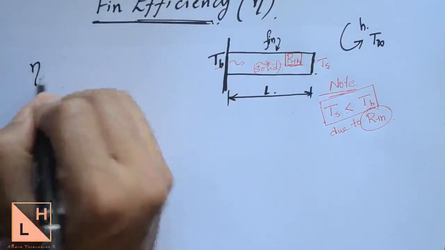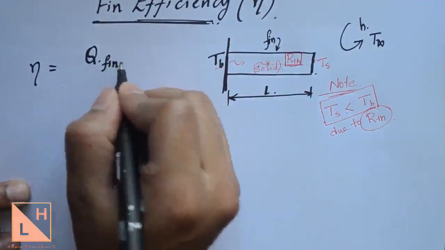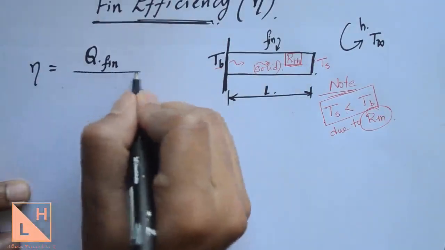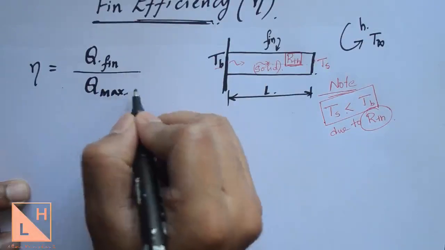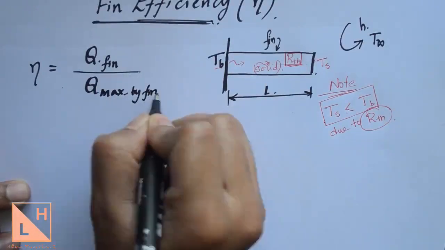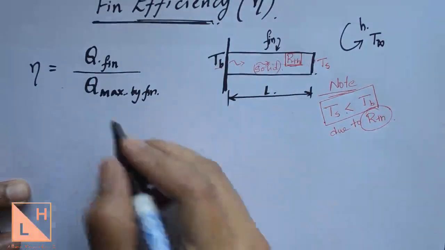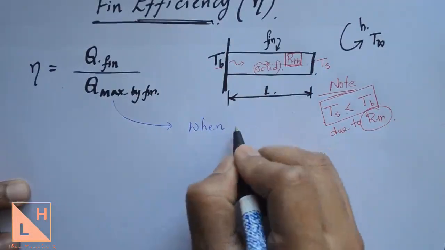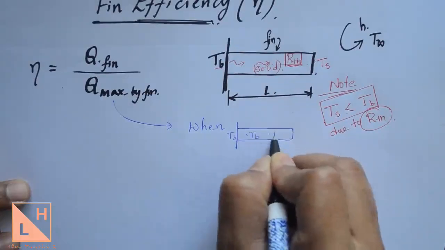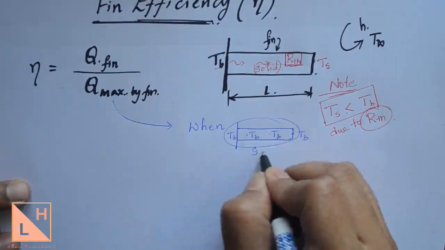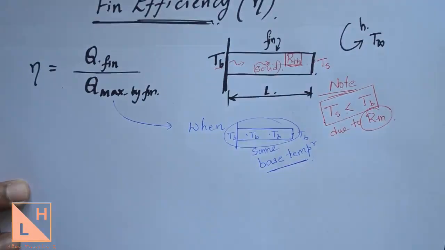The efficiency can be simply written as the ratio of two terms: the amount of heat actually transferred by the fin over the maximum amount of heat transferable by the fin. So there is a maximum heat transferable by the fin and the actual amount being transferred by the fin. When do we have the maximum heat transfer in a fin? It happens only when the fin has the base temperature throughout its surface, which practically doesn't happen. This happens only when the resistance is 0.